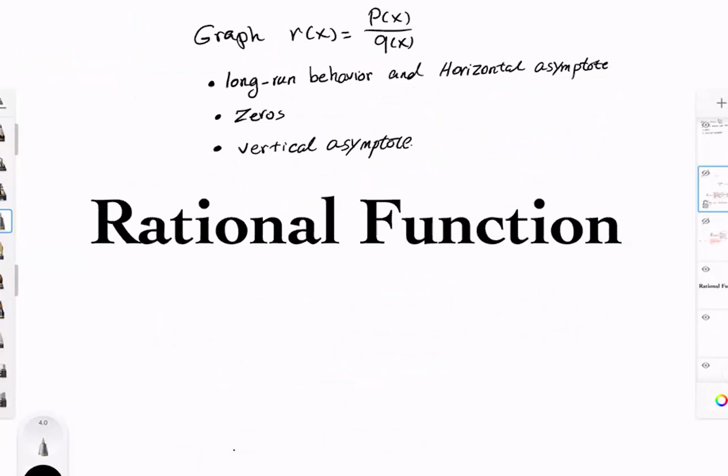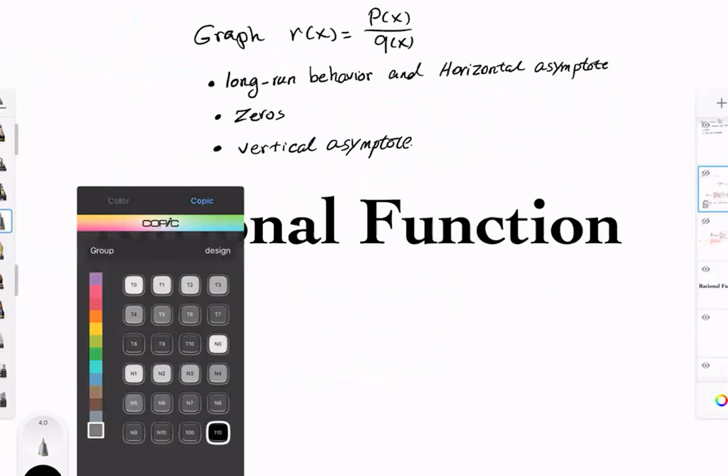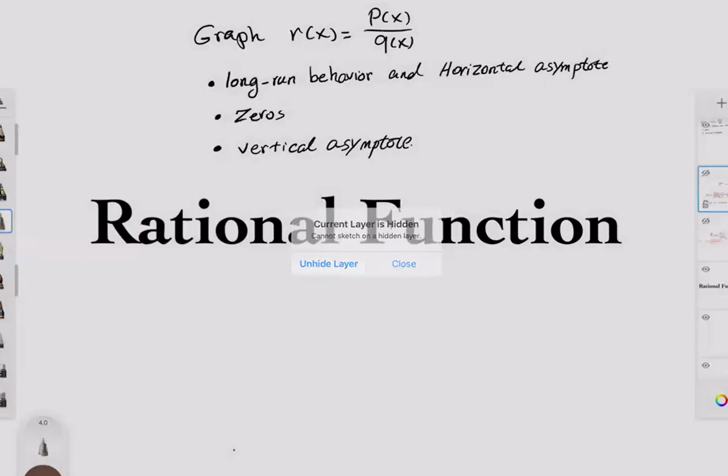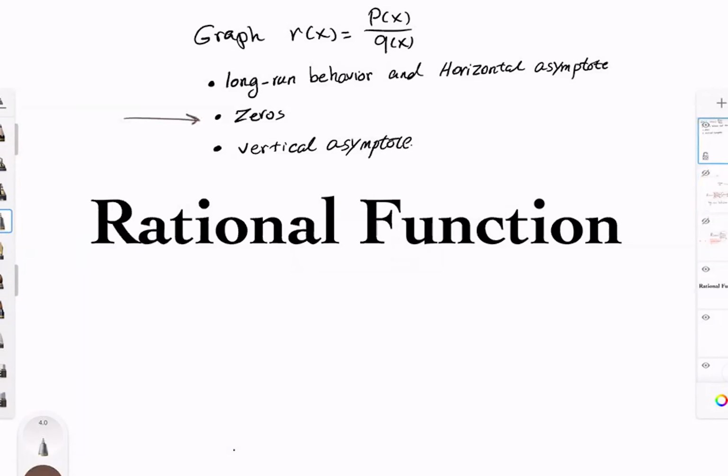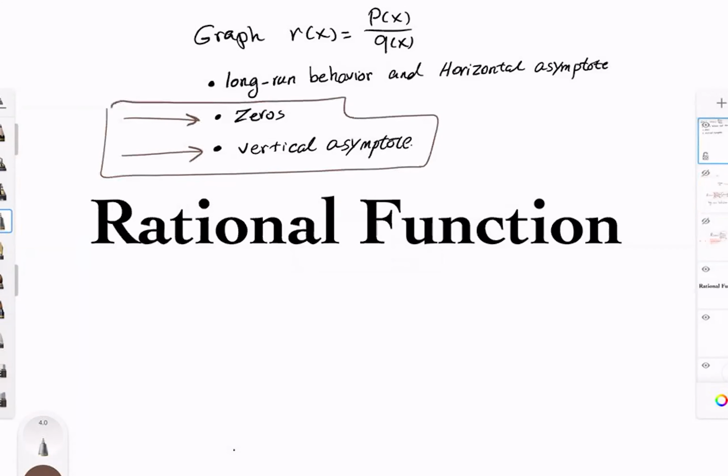For the short run behavior, we need to be careful about the zeros and vertical asymptotes. If you want to graph a rational function, you can just use a calculator and graph it and see how it looks. But without a calculator, you should find all the zeros of a rational function, the vertical asymptote, and the horizontal asymptote, which I go over today.